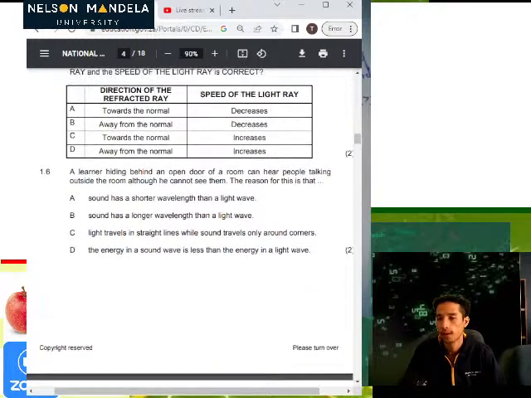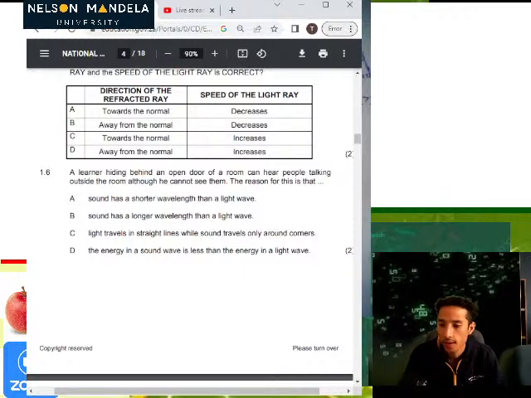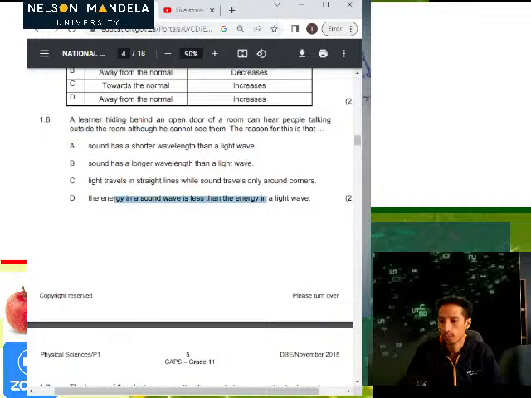So the energy in a sound wave is less than the energy in a light wave. That would depend; you need a calculation for that. But the correct solution here, logically, would be B.